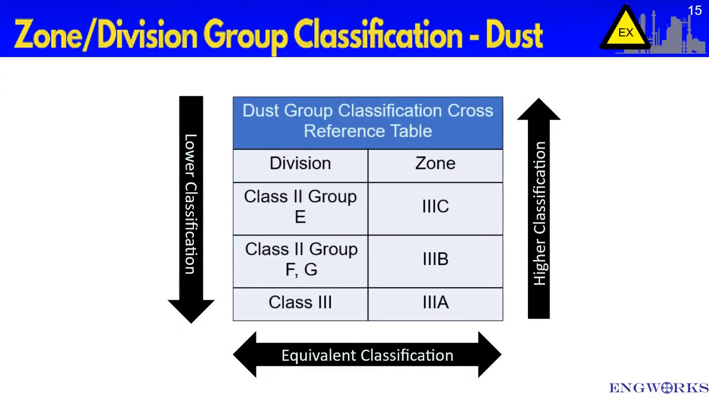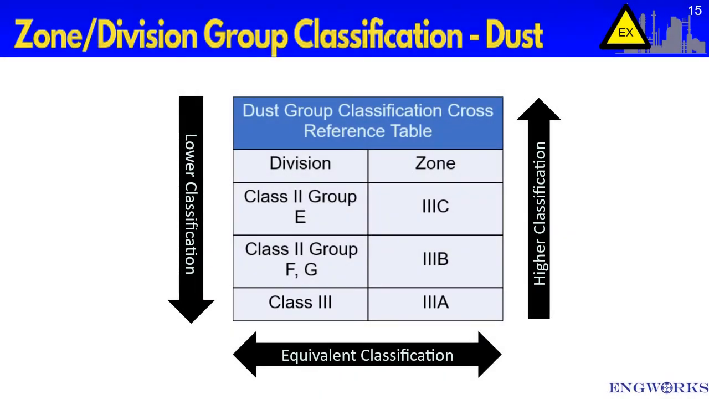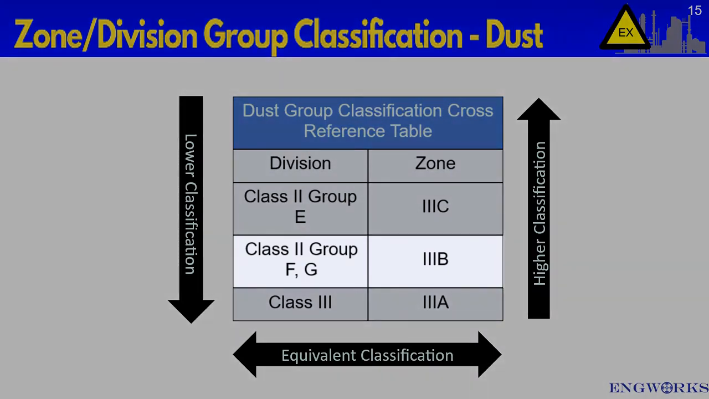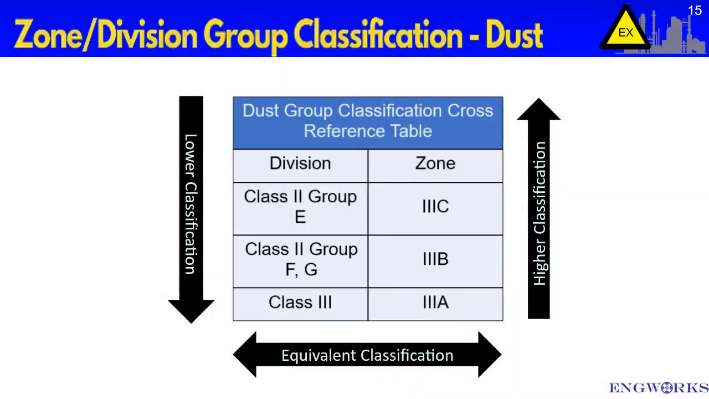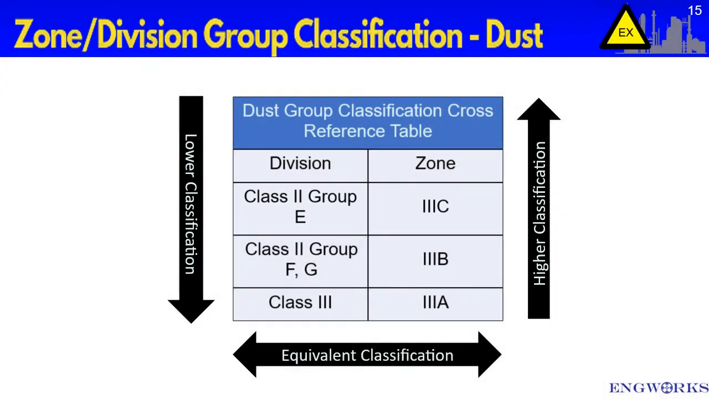For combustible dust applications, comparing the 2 systems is a little bit different, in that you must incorporate the class definitions to make the comparison. Here you can see that a Zone Group 3A classification is equivalent to a Division Class 3 classification for ignitable fibers. A Group 3B encompasses both Class 2 groups F and G. A Zone Group 3C is equivalent to a Division Class 2 Group E for combustible metal dusts.